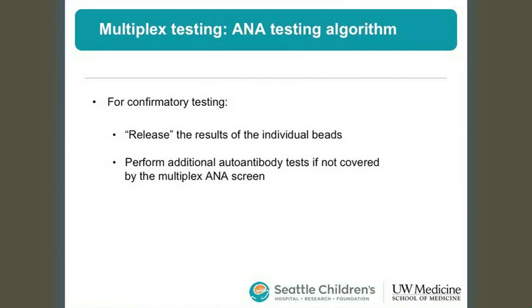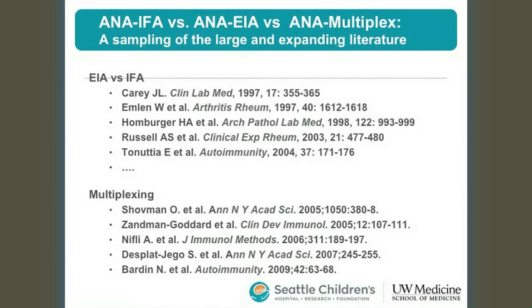I'm not going to go through the literature, but it's expanding on IFA versus, it's like when I was a kid, there was Frankenstein versus the werewolf, the werewolf versus the mummy. Now it's EIA versus IFA, IFA versus multiplexing. More than one path to the top of the mountain. You can be successful with any one of the strategies.